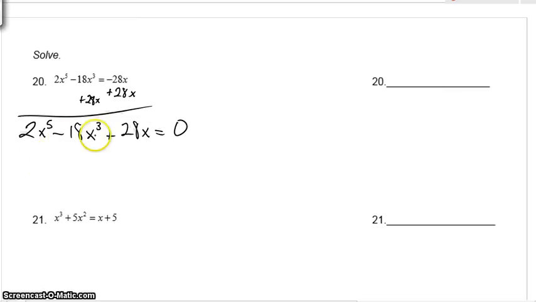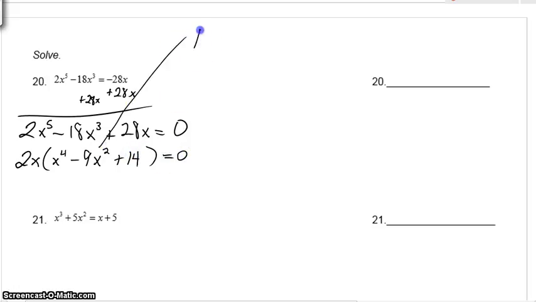Well, what can I divide out from a 2, negative 18, and 28? You might guess we might try a 2. I can also divide out an x. So I'll have x to the 4th. Negative 18 divided by 2 is 9. Take away 1x from x cubed, you'll have x squared. And 28 divided by 2 is just a 14, and you won't have an x any longer.